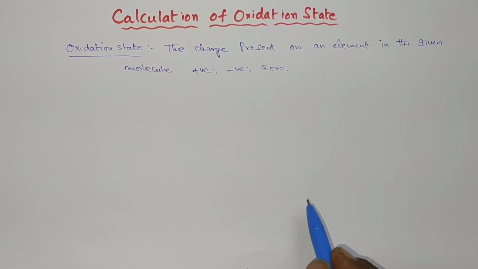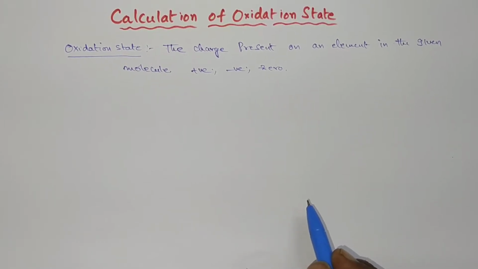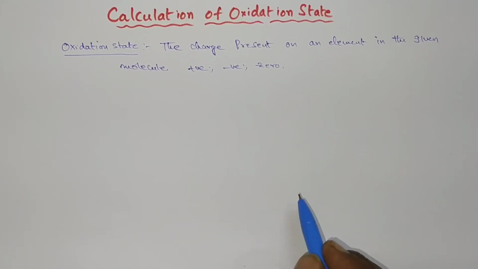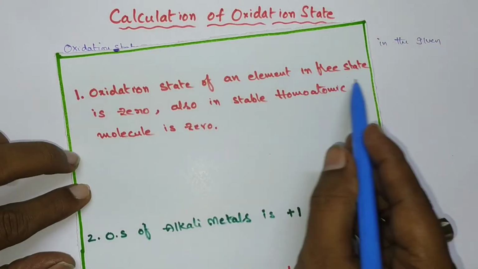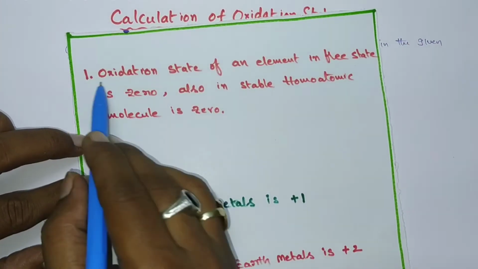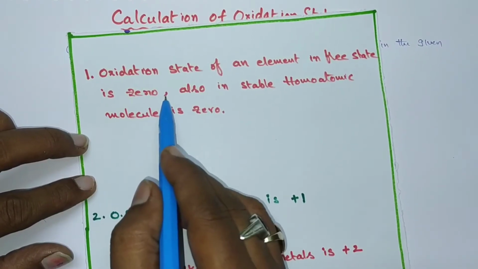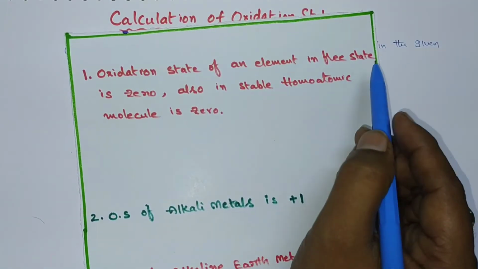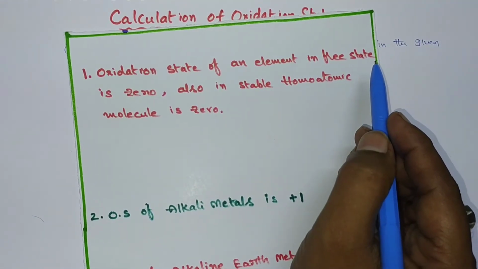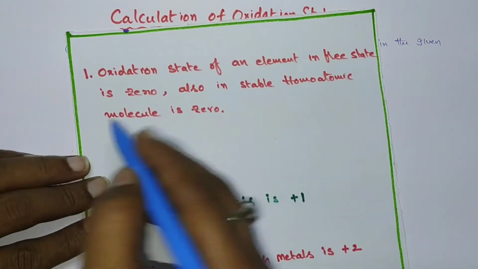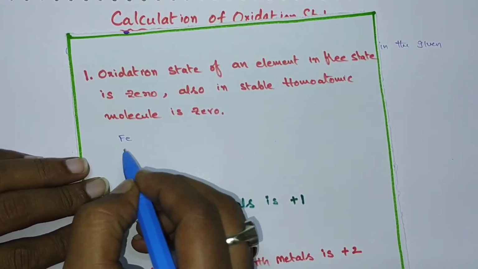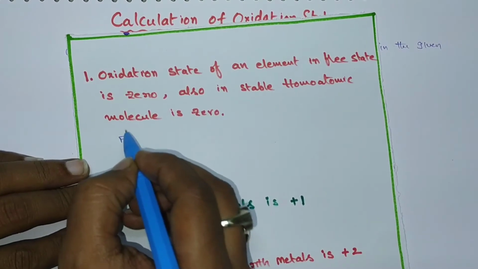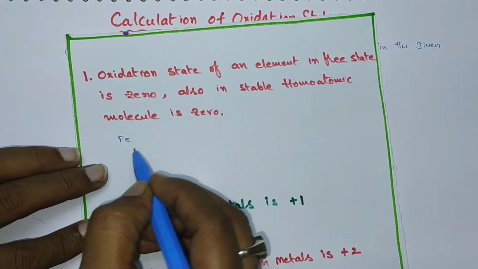In order to calculate the oxidation state of an element, we have to know some points. The first one is the oxidation state of an element in free state is 0. Free state means it is not in the combined form. That means it does not combine with any other elements. Suppose you take the element iron. Iron is present in free state, so iron exhibits 0 oxidation state.